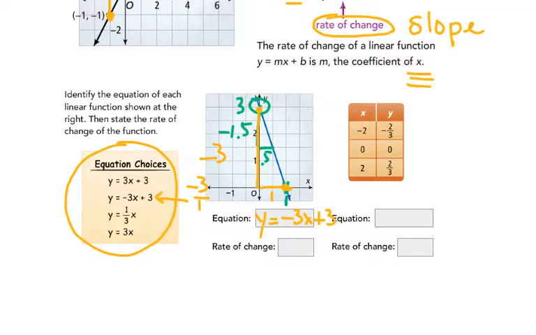And the rate of change is my slope, so we put -3. If you put an x there, it would be considered wrong, so make sure you realize that slopes and rates of change do not include the variable x.